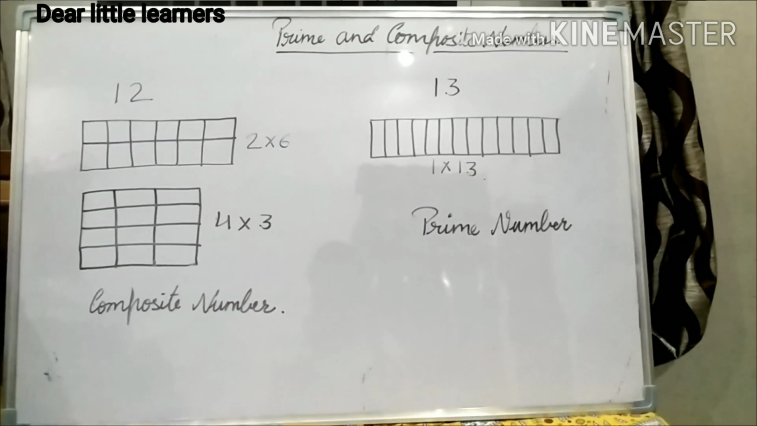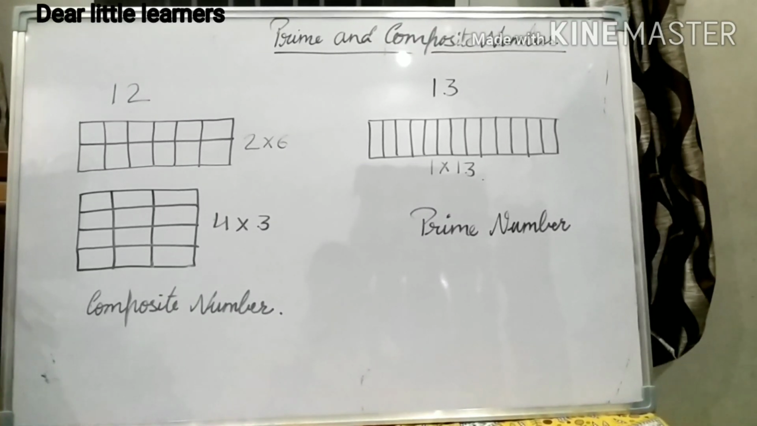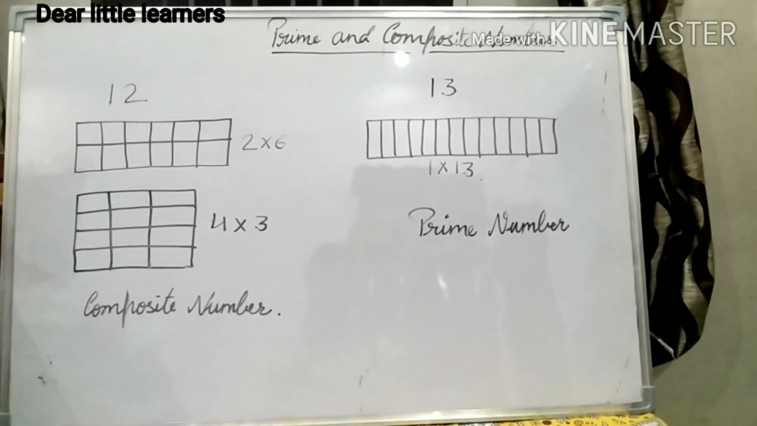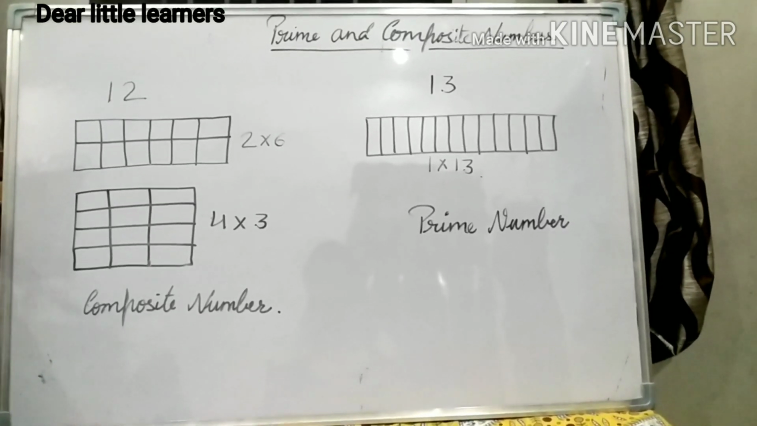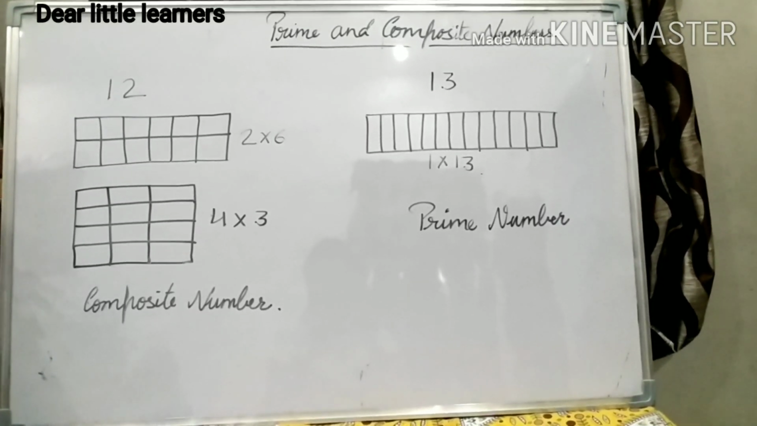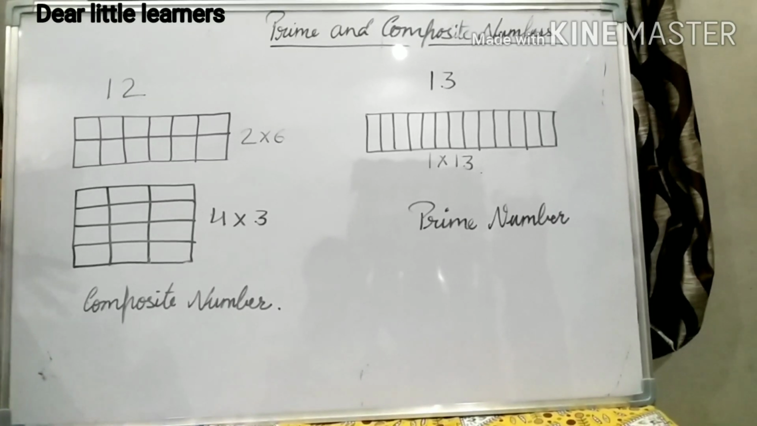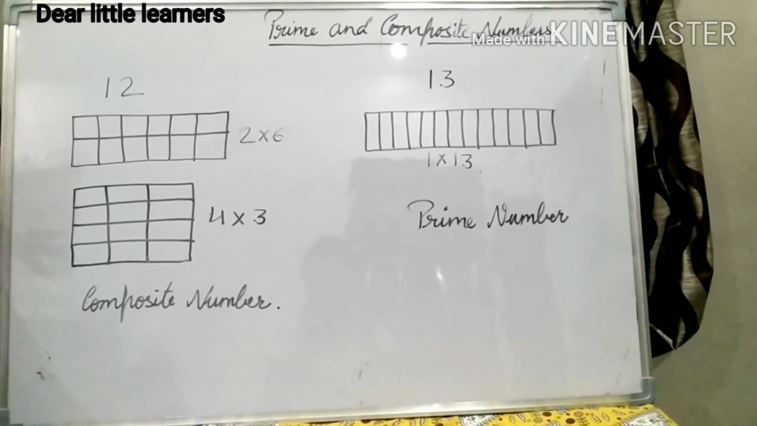Children, now I am explaining prime and composite numbers. As you know, or maybe you don't know, if we start with 1, 1 is a special number which is neither a prime nor a composite number.